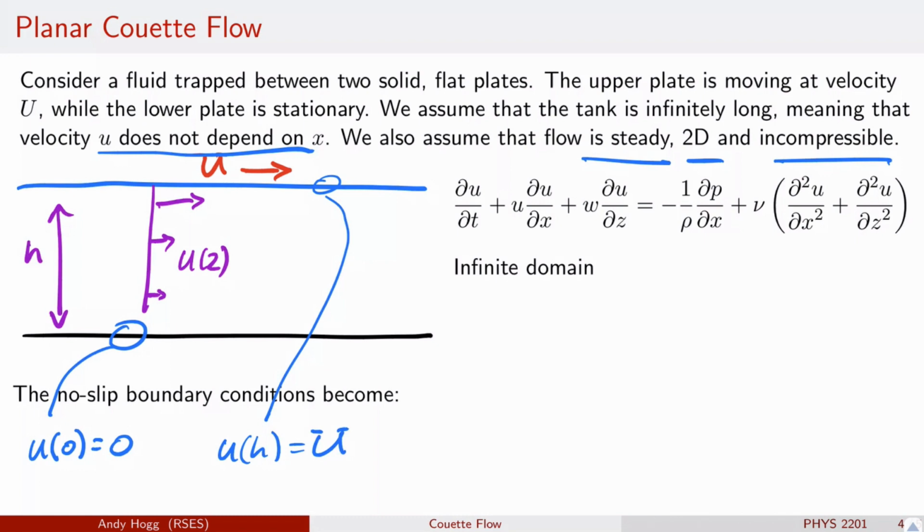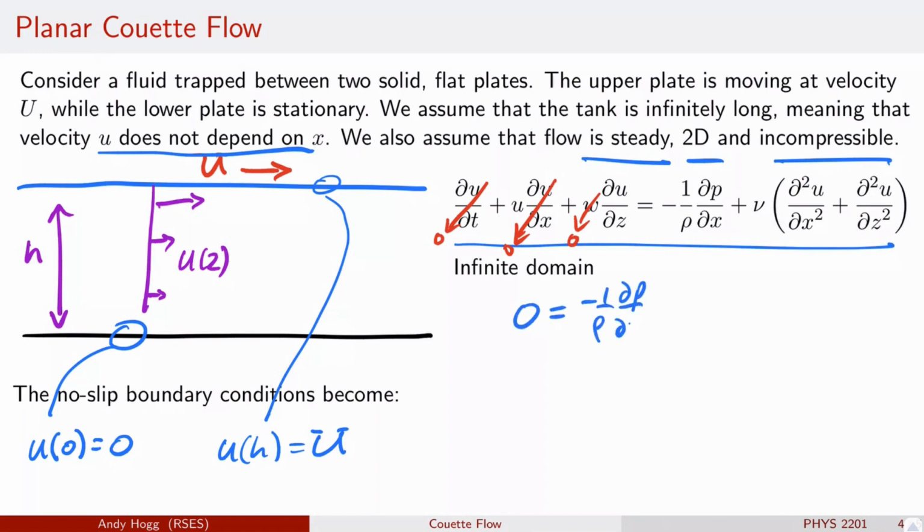Then we have our Navier-Stokes equation, and just for simplicity I'll write it down here in 2 dimensions. Remember, we've said that u is only a function of z, that is, it doesn't depend on x or time, and that means that du/dt is 0, it means that du/dx is 0, and since there's no w, then the w du/dz term is also 0, meaning that the left-hand side is 0. We're going to retain the pressure gradient just for a moment, but in the viscous term here we can eliminate d²u/dx².